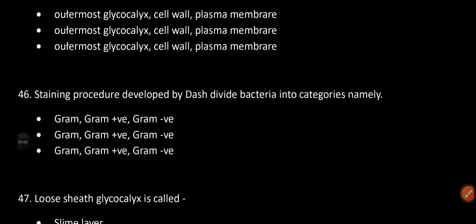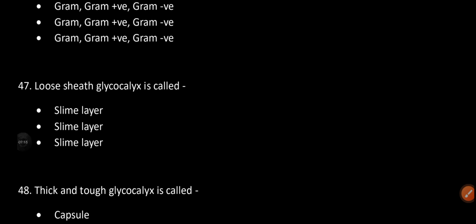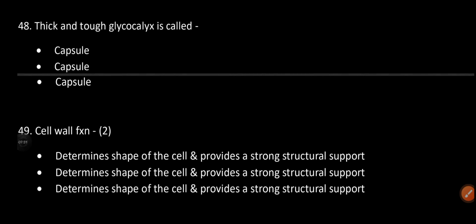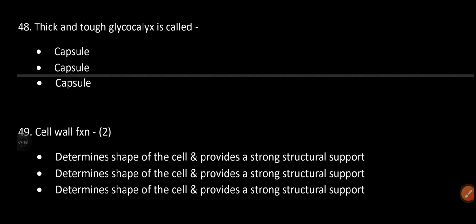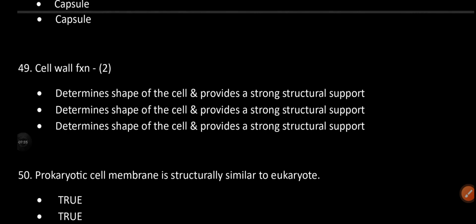Staining procedure developed by Gram divides bacteria into categories such as Gram positive and Gram negative. Loose sheath glycocalyx is called slime layer. Thick glycocalyx is called capsule. Cell wall function: determines the shape of the cell and provides strong structural support.